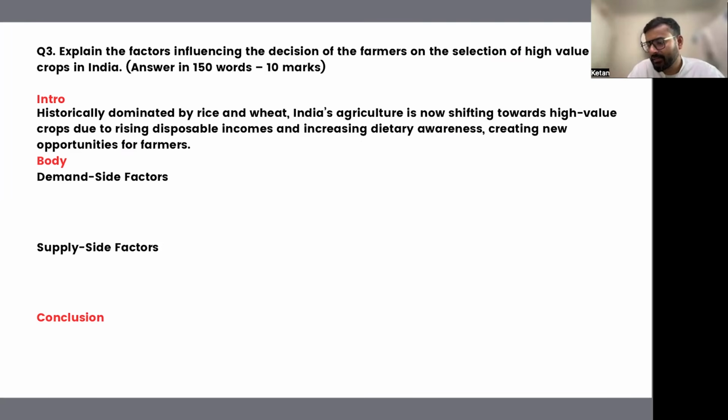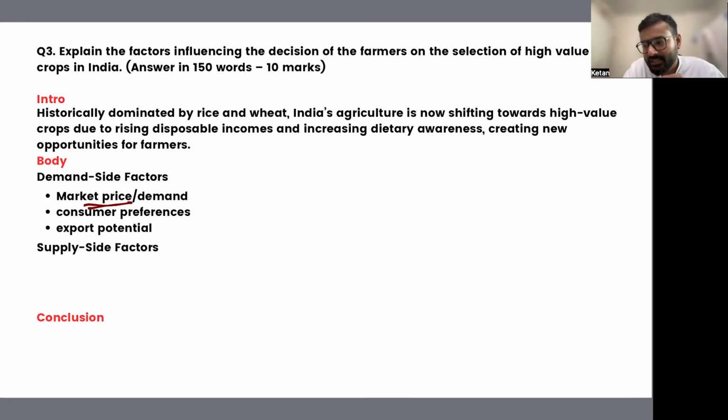Okay. So the demand side factors, of course, is that it fetches high market price. The high value crops have a high market price, so the remuneration is higher. Also, the demand is growing because the Indian economy is growing, which means the households are becoming more prosperous. They have more disposable income, and therefore now they are demanding high value crops.